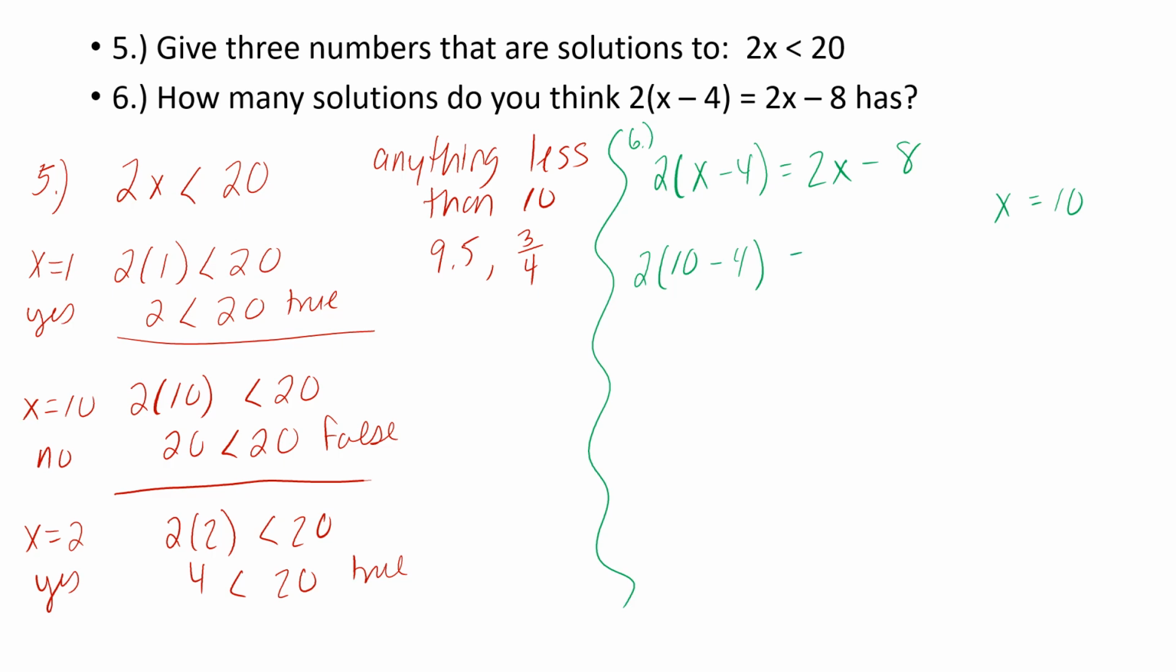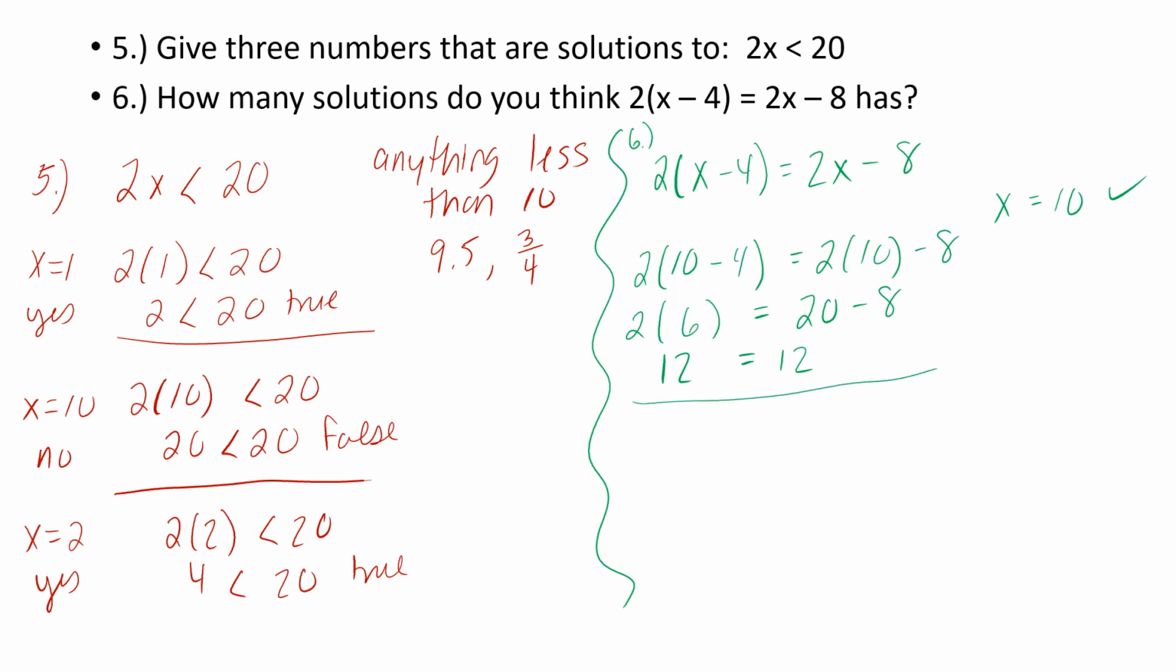And we have 10 minus 4, and then 2 times 10 minus 8. So using our order of operations, 10 minus 4 is 6. Over here, 2 times 10 is 20. And 2 times 6 is 12, and 20 minus 8 is also 12, and so 10 works.